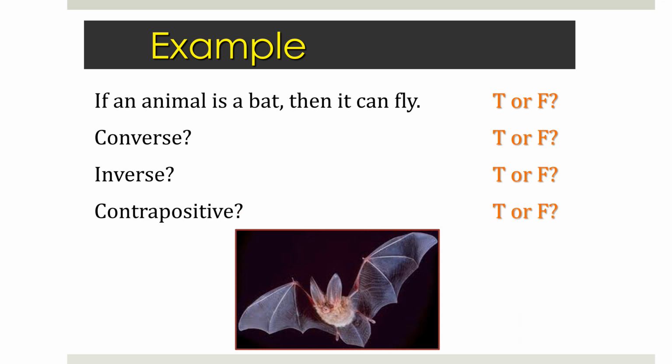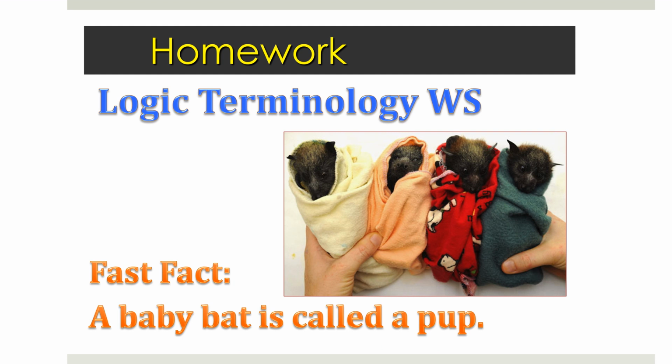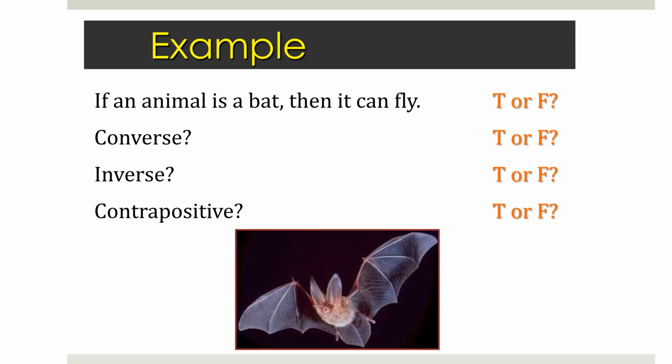And then lastly, what's the contrapositive? If an animal cannot fly, then it is not a bat. True or false? True, because the original conditional is true. So don't rack your brains trying to figure that out. Just make sure that these two are linked and those two are linked.